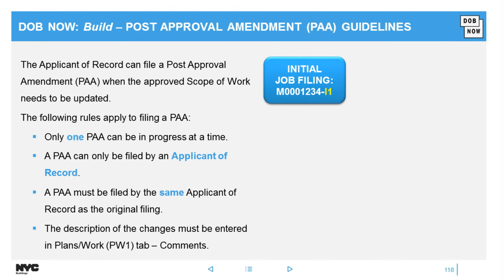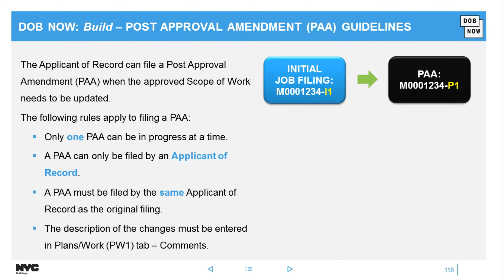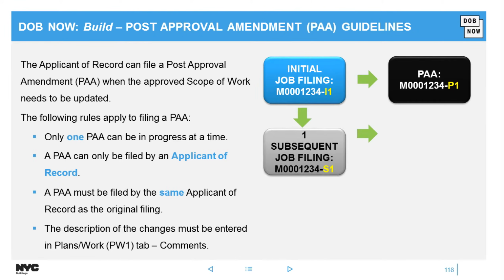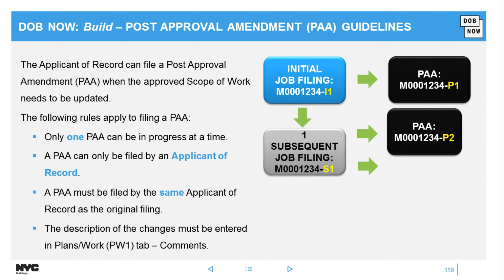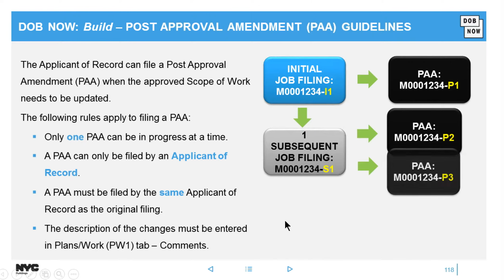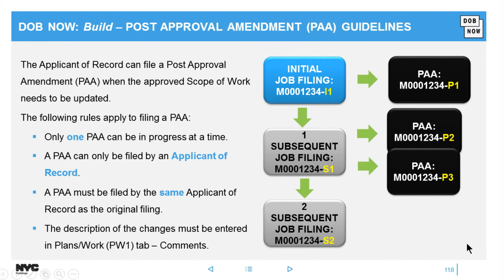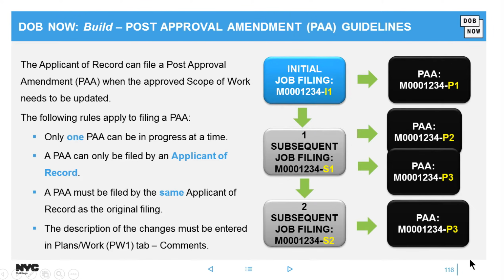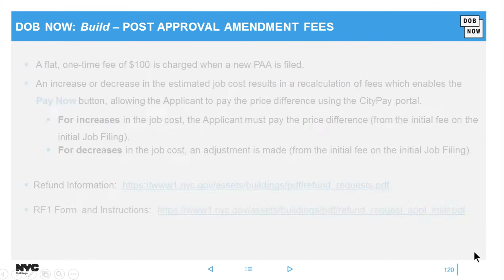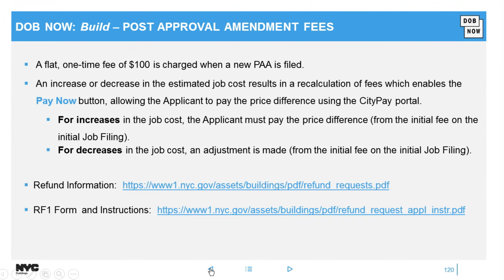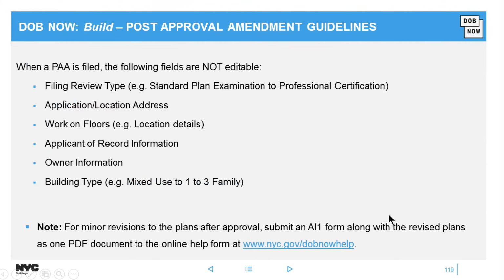I just have a little cartoon to go over the structure. So you have the initial job filing with I1, and then I did a PA, so the number didn't change, but now it says P1. That got approved. I added on a subsequent, and I did 2 PAs, so you could have a number of PAs on a job filing. That's what I was just trying to show you here. Notice just the ending changes.